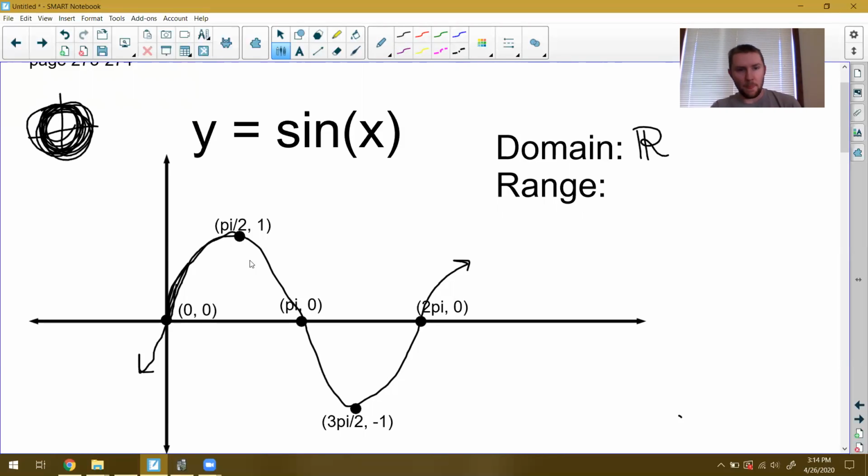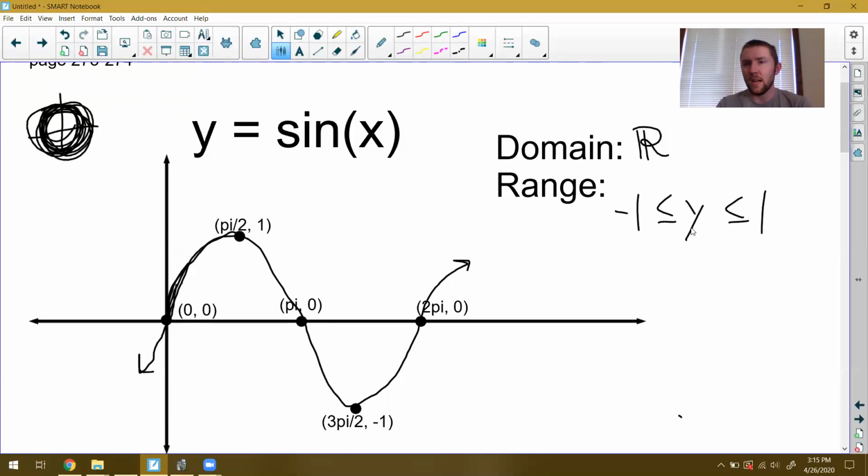So if we look at sine of x, this graph, in terms of the y-axis, in terms of the y value, I repeat over and over again the same y values, right? And I never get higher than 1, and I never get lower than negative 1. So the range of sine of x is this: negative 1 less than or equal to y less than or equal to 1. Okay, this is a very restricted range, all right?